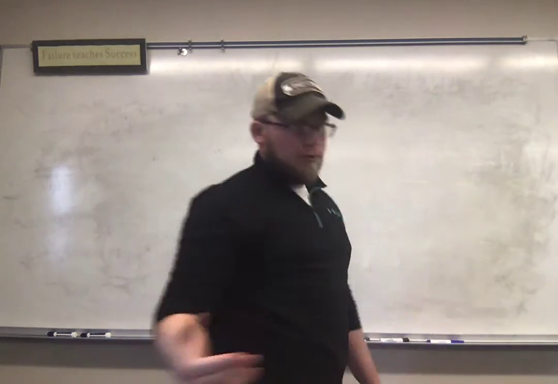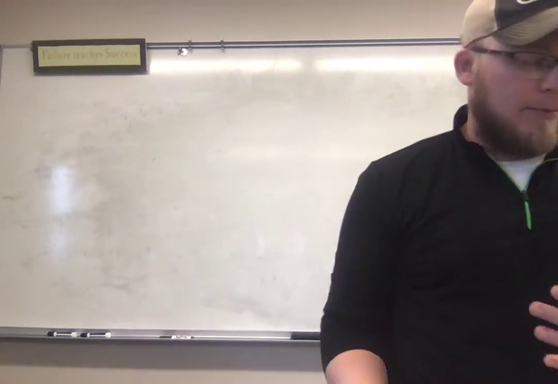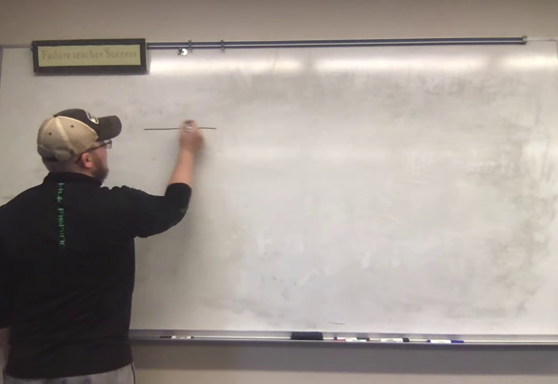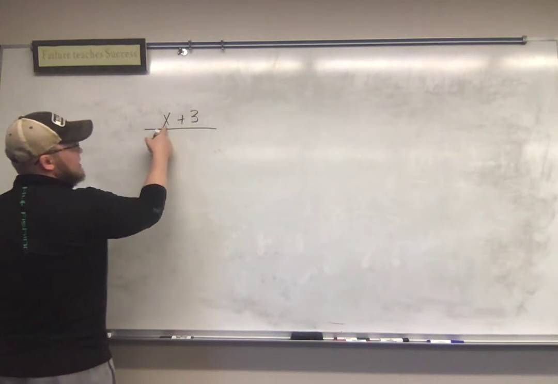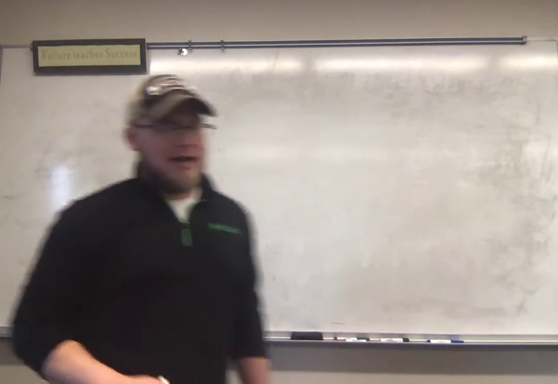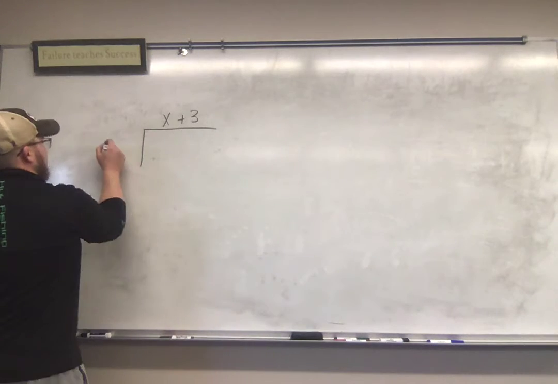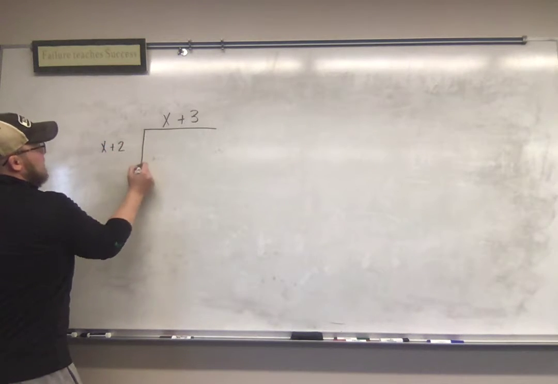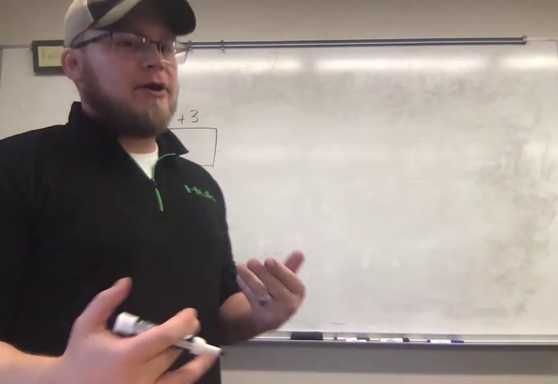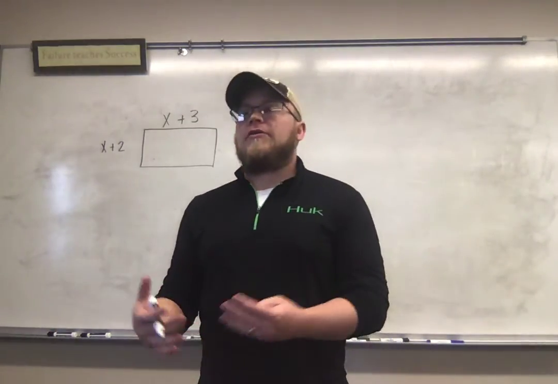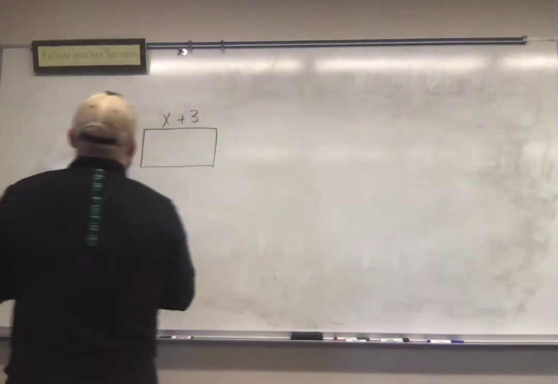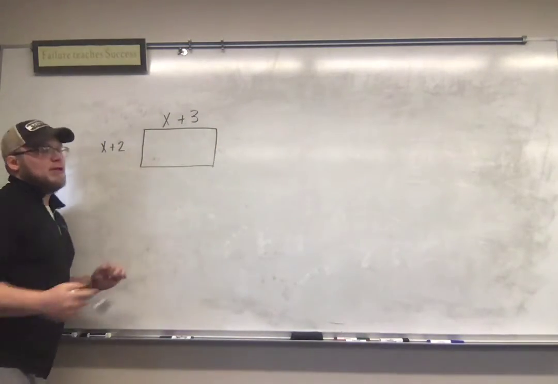Now, example 2 has a missing number. It tells you that this side of the rectangle is x plus 3. We just don't know how big x is. And the other side is x plus 2. So you have a rectangle with measurements that are not normal. Normally we hear 12 feet or 34 inches or whatever the measurement may be. We don't normally hear that the measurement is x plus 3 or x plus 2.